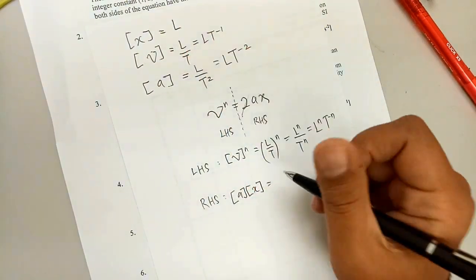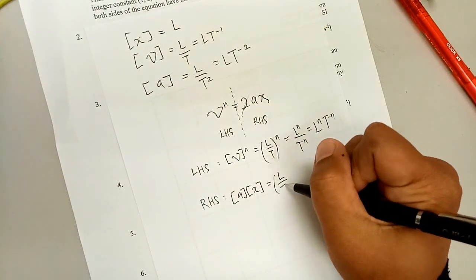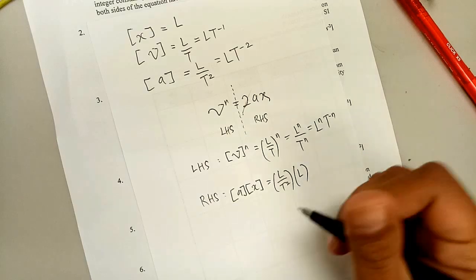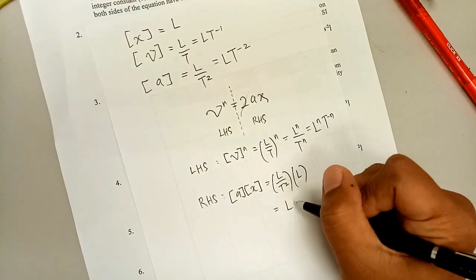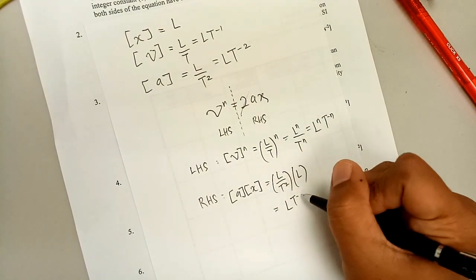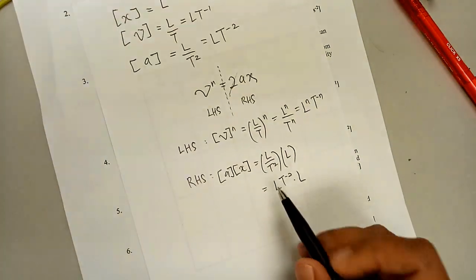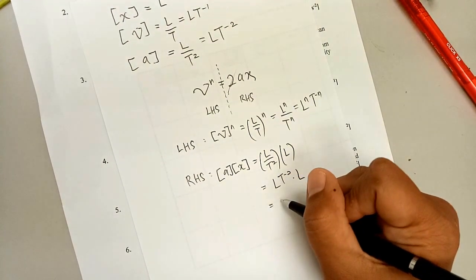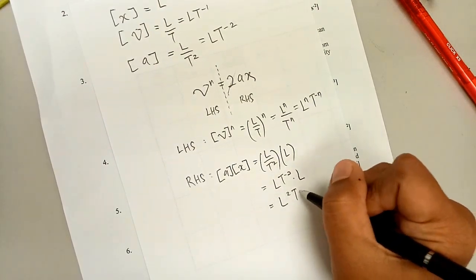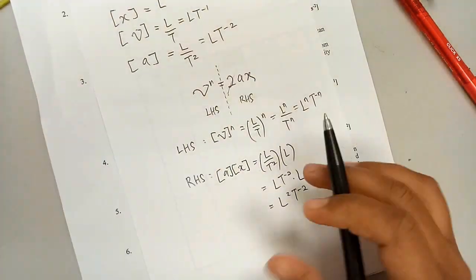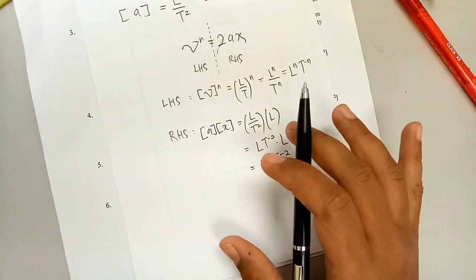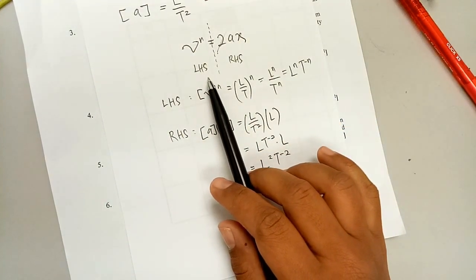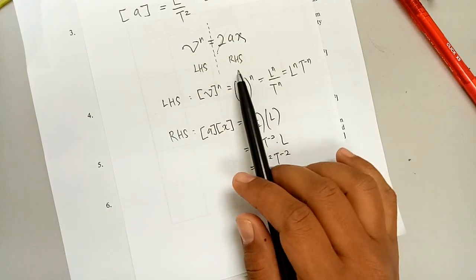So what is a? a is L t to the power of minus 2 here, and x is L. So L t minus 2 times L. So L to the power of 1 plus L to the power of 1, you will get L squared t to the power of minus 2. Okay, so dimensional analysis is to compare both sides of the equation, meaning that the left hand side must be equal to the right hand side.